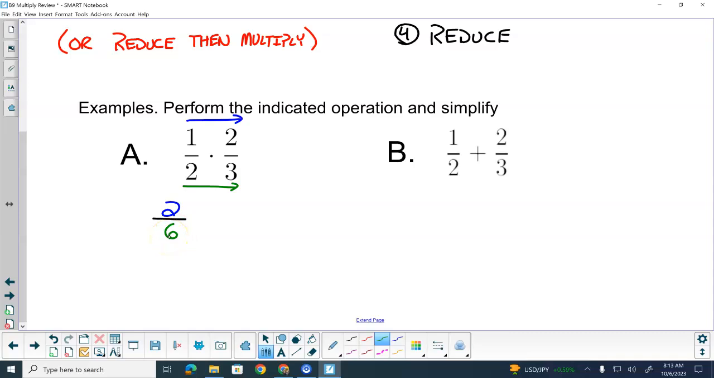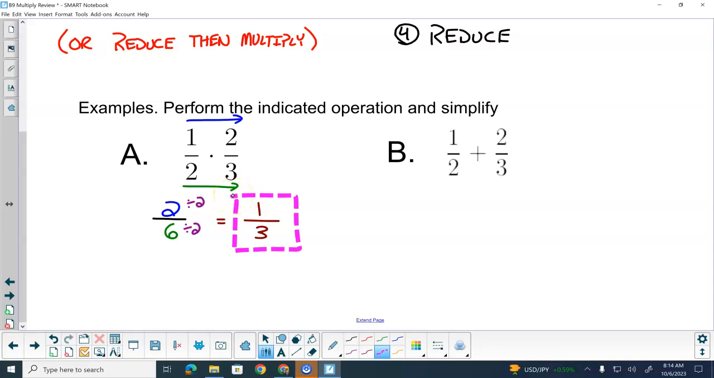Is 2/6 a reducible fraction? Yes, they can both be divided by 2. Okay. 2 divided by 2 is 1. 6 divided by 2 is 3. So my answer here is 1/3.